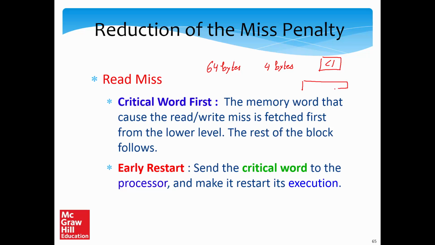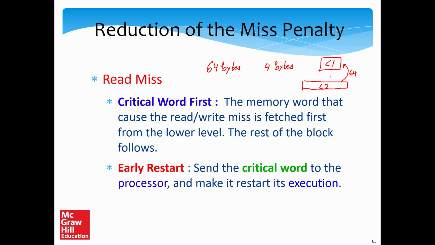So consider the L1 cache and consider the L2 cache. If the L2 is supplying 64 bytes to the L1, how will it supply? Essentially there are some copper wires between L2 and L1, and it can take multiple cycles. So typically we can only transmit something like 4 bytes at a time.